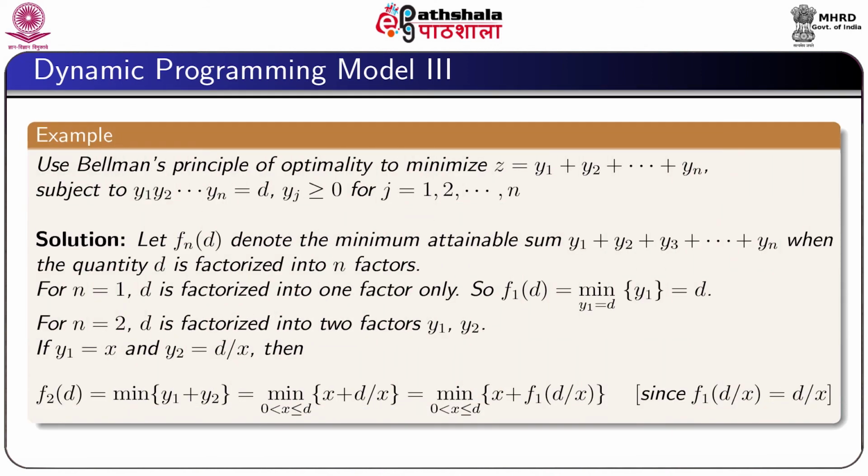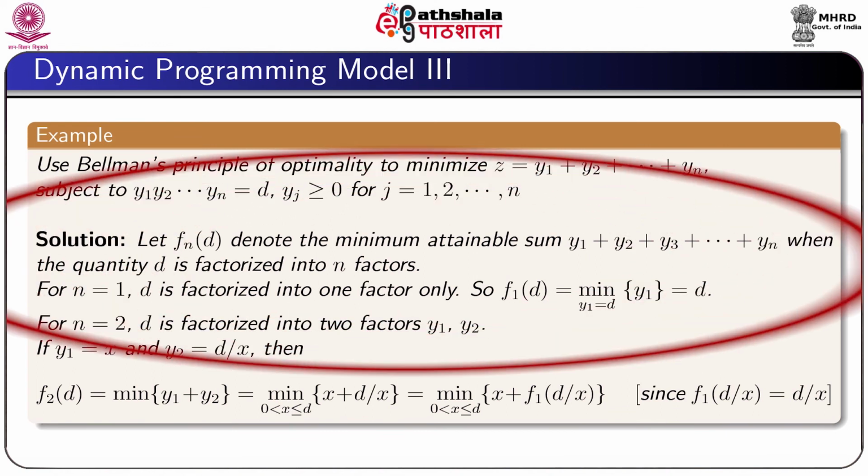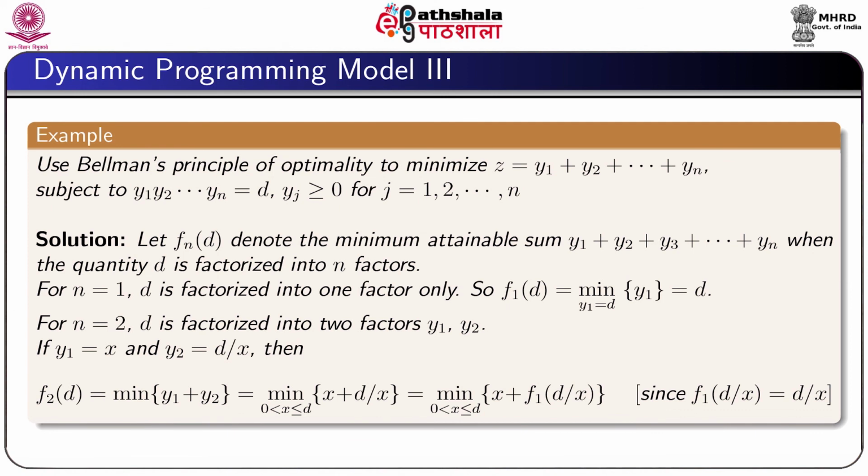We now consider an example. Use Bellman's principle of optimality to minimize z equal to y1 plus y2 plus dot dot dot plus yn, subject to y1 into y2 dot dot dot into yn equal to d, where yj is greater than or equal to 0 for all j equal to 1 up to n. Let fn(d) denote the minimum attainable sum of y1 plus y2 plus y3 plus dot dot dot yn when the quantity d is factorized into n factors.